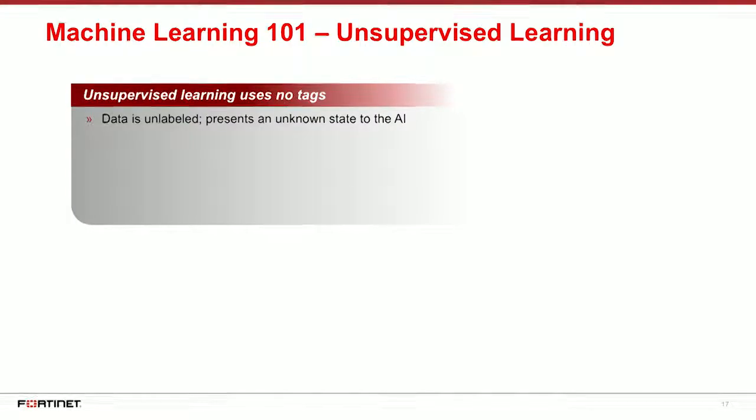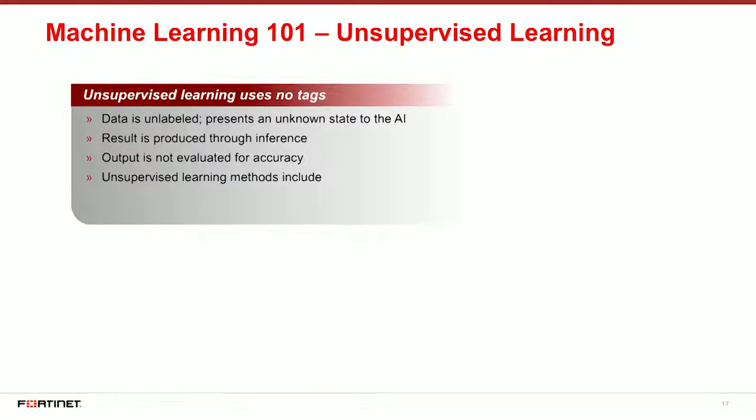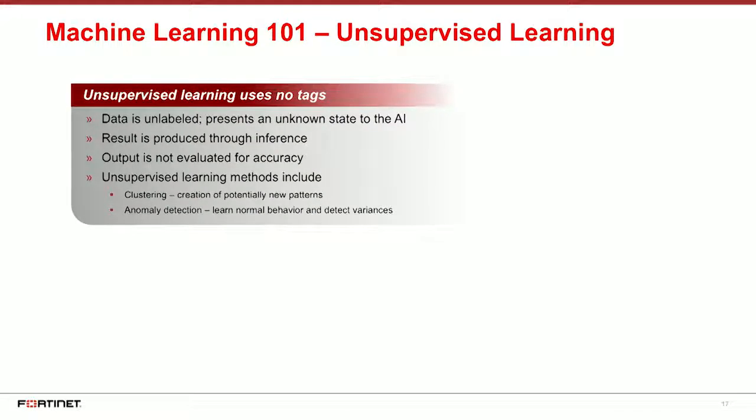Then we have unsupervised learning that uses no tags and does not need supervision, right? Data is initially unlabeled, so it presents an unknown state to the AI. What the AI will try to do is find commonalities between those data and aggregate those data based on those commonalities. So what would this be good for? Anyone know? Grouping of malware into families, right? So the results are produced through inference, and the output's not actually evaluated for accuracy.